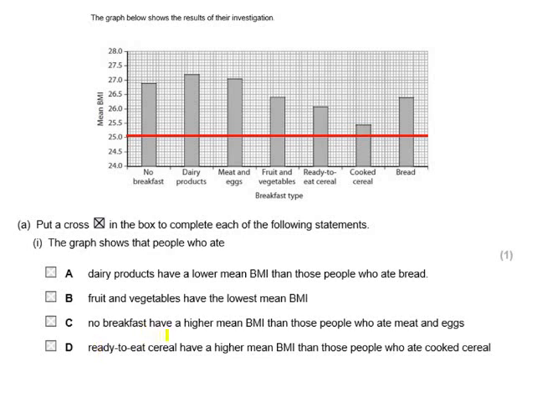No breakfast have a higher mean BMI than those who eat meat and eggs. Well, meat and eggs is the second, but there is still a higher BMI there for dairy products, so that's incorrect, which means that the last one must be true. Ready to eat cereal have the highest mean BMI than those who ate cooked cereal, and that's correct.